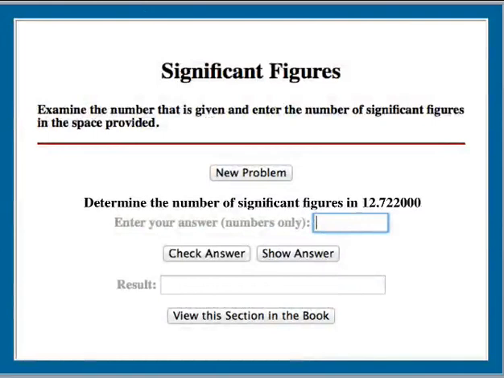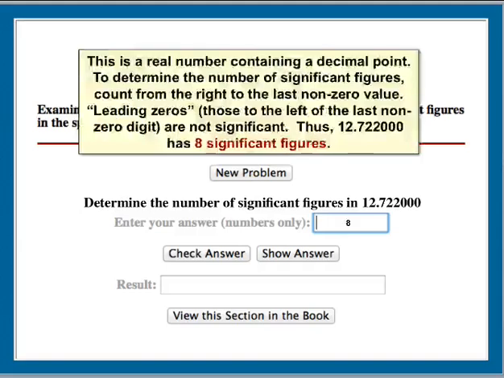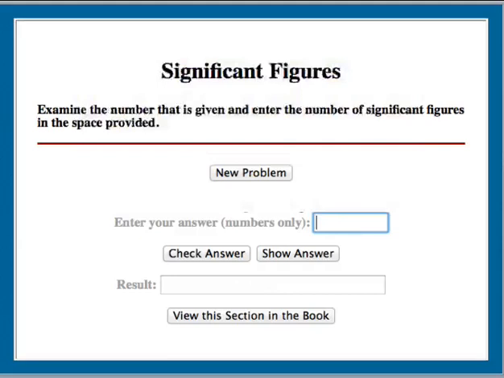How about this? 12.722000. Has a decimal, does it? No, it has no leading zeros to worry about, but it has trailing zeros. With a decimal point, the trailing zeros count. This is 8 significant figures. This one, you should get as fast as you can read it. It's scientific notation. We know that in scientific notation, the coefficient contains all the significant figures.